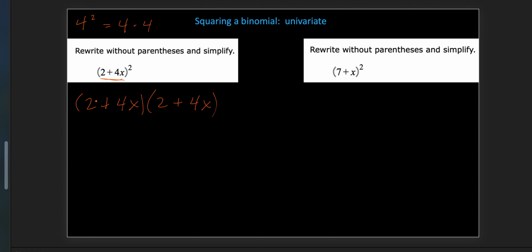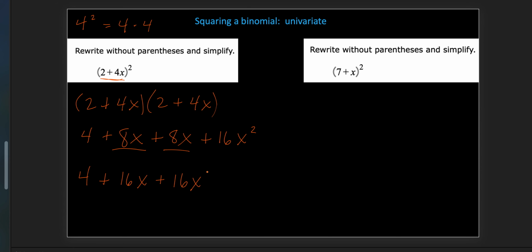So if we look at the first positions, that's 2 times 2, and that's 4. I'll just write the FOIL terms out that way. Outer is 2 times 4x, so that's 8x, positive 8x. And then the inner is 4x times 2, so that's 8x plus 8x. And then the last positions is 4x times 4x, and that'll be 16x squared. And then we have like terms in the middle, so it'll be 4 plus 16x plus 16x squared. And so that's it.